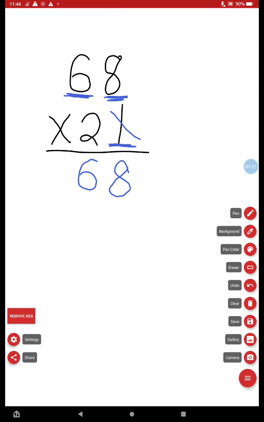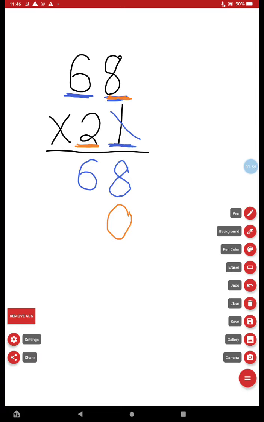Okay, now I'm going to get rid of the 1. I'm done with it. I'm going to switch colors. Now that I've got rid of the 1, that means I'm moving over to the tens place. So I need to put a placeholder. I'll write the number 0. Now I'm on to the tens place, which has a 2 in it. I do 2 times this number. What's 2 times 8?